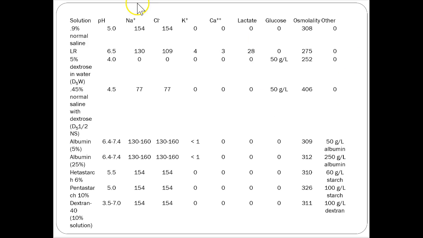This shows you the differences in pHs and what exactly is in each of the solutions. I'm not going to test you on this, but for example, you can see LR here is lactated Ringer's, and just what the difference is. The pH is a little bit higher. You have more of a balance. You have a little bit of potassium, a little bit of calcium, a little bit of lactate. So again, it's probably the most different out of all the ones we're looking at here.